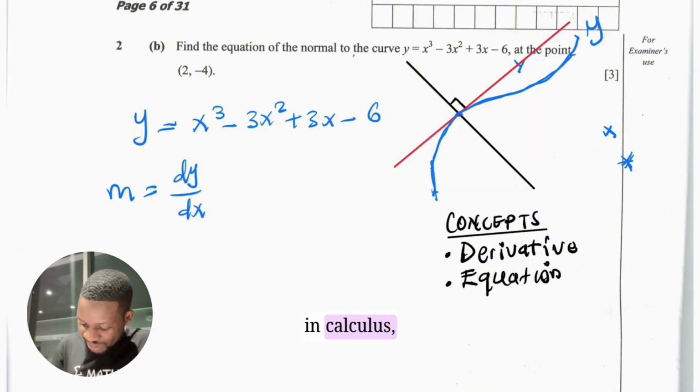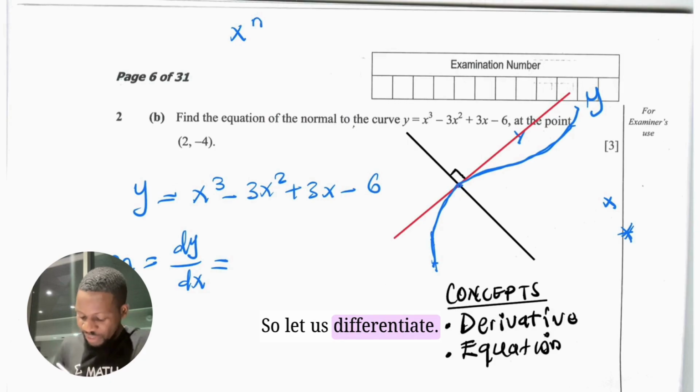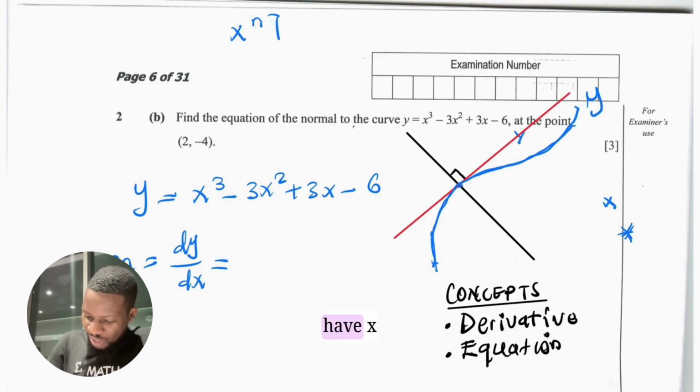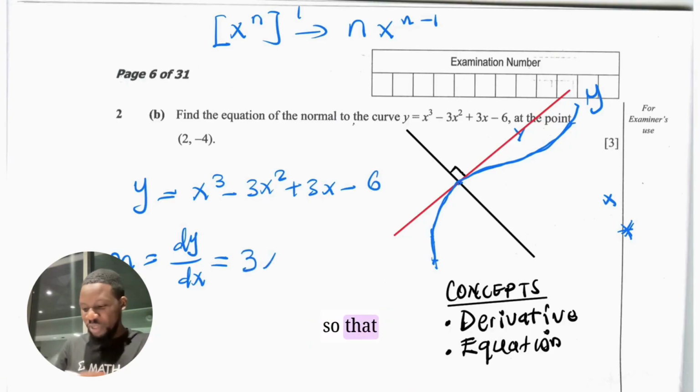And in that case, in calculus, we say dy dx. Okay, you can say dy divided by dx, but we just read it as dy dx, meaning the change in the values of y divided by the change in the values of x. So let us differentiate. Now remember, when you have x to the power n, the derivative of x to the power n with respect to x is just n. You drop your n, and then you reduce n by 1. Okay, so that is how we find the derivative.